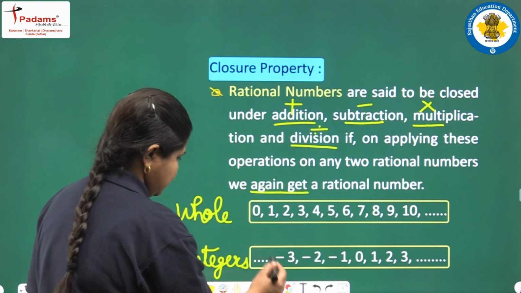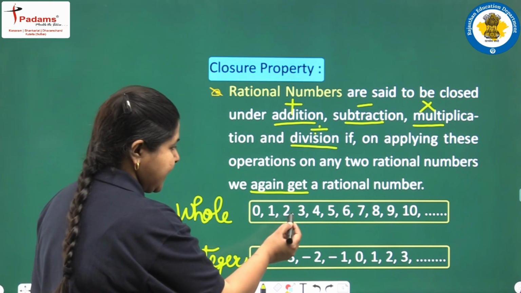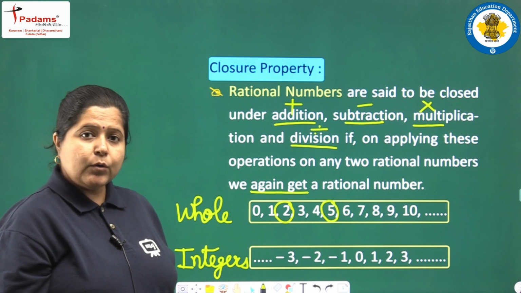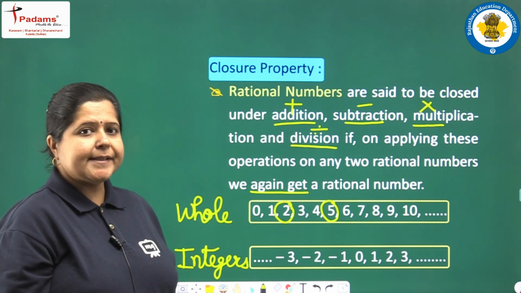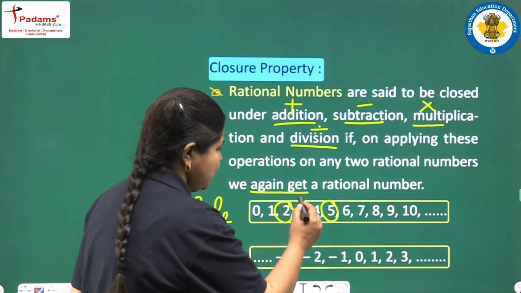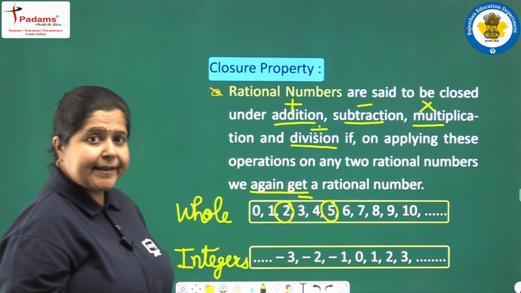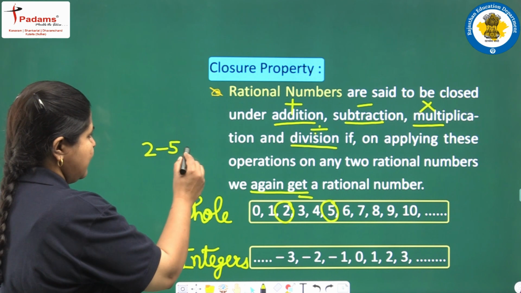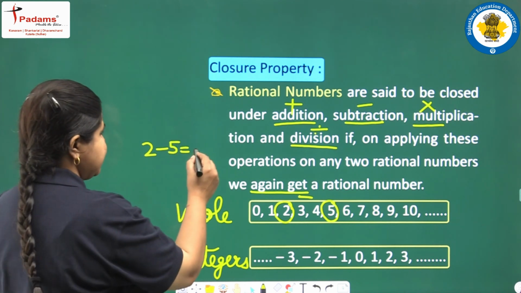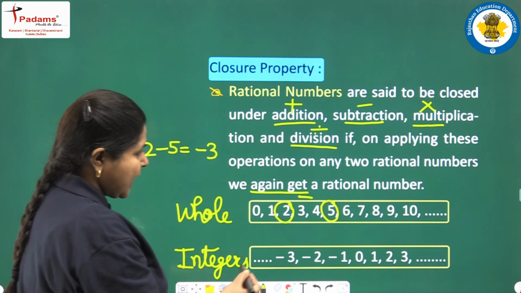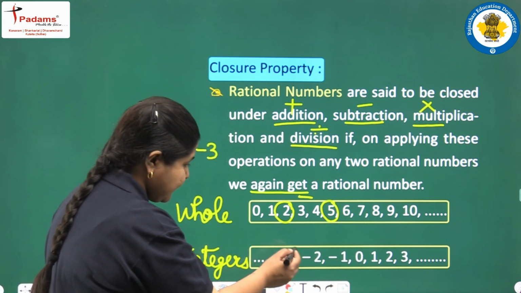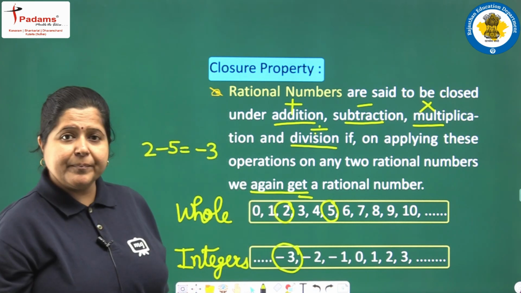Now let us take again 2 and 5. Now we should subtract them. Let us subtract them now. 2 minus 5. What do we get now? 2 minus 5. What will you get? Obviously it will be minus 3. But are you able to find minus 3 in this range? No, it is somewhere in the integers column.